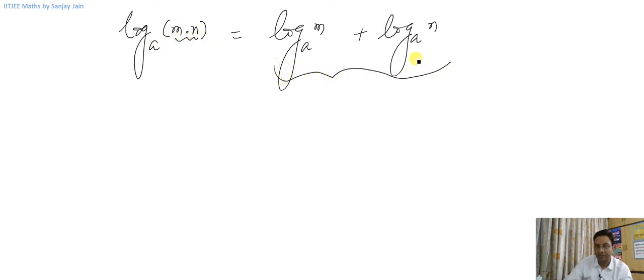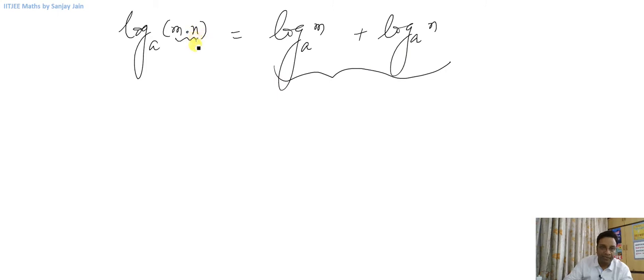Let us continue our discussion on logarithm. In the last lecture, we talked about this property here that if I have got m into n as my argument, I can write this as log m to the base a plus log n to the base a, right? So this product became this summation, okay?